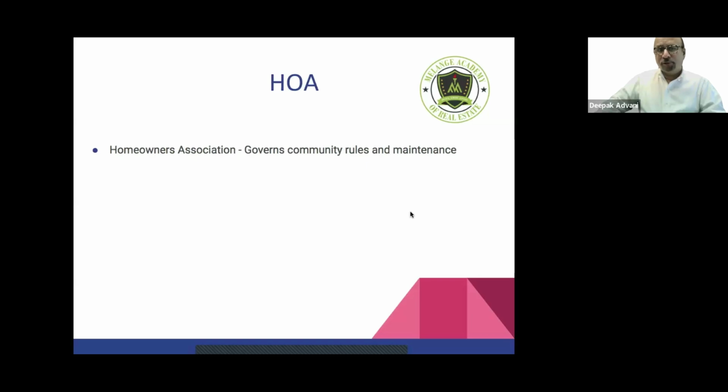HOA, Homeowners Association. Now, HOAs are legal entities which govern the community rules and maintenance of communities and associations. So just like a few slides back, we saw MIP, the mortgage insurance premium. PMI is private mortgage insurance, which insures the conventional loans and non-conventional loans as well. Generally speaking, when the loan to value is above 80%, the PMI triggers.